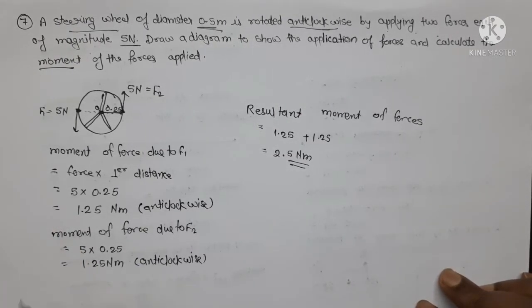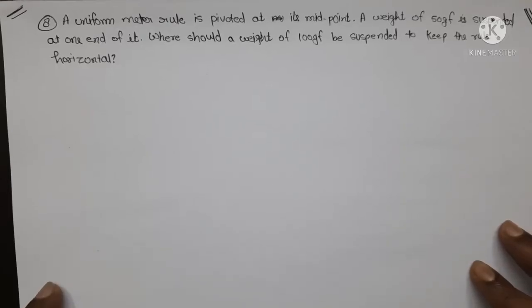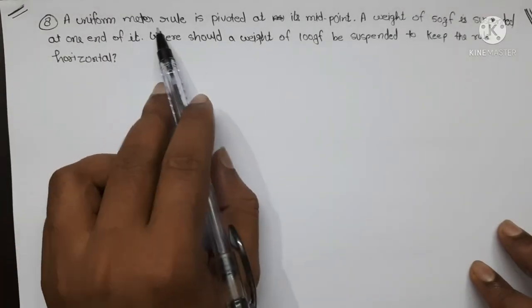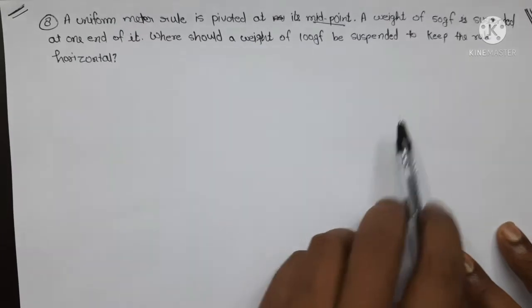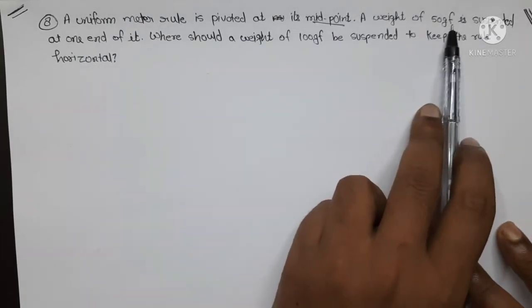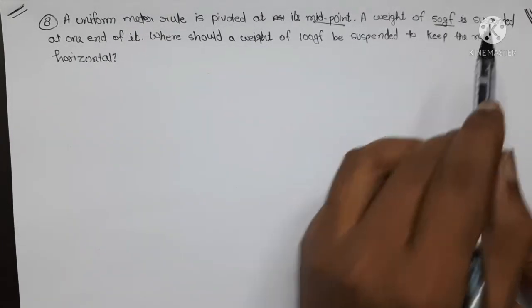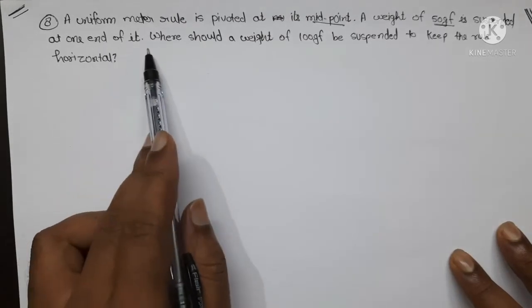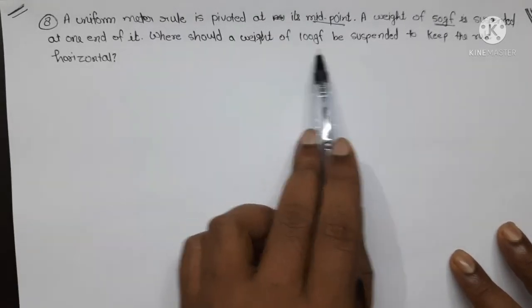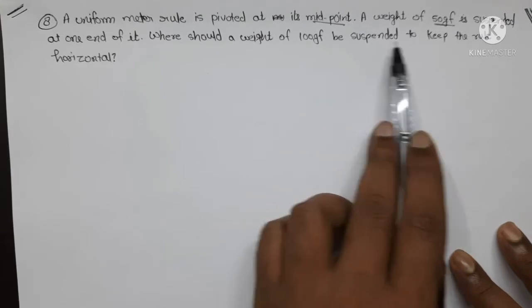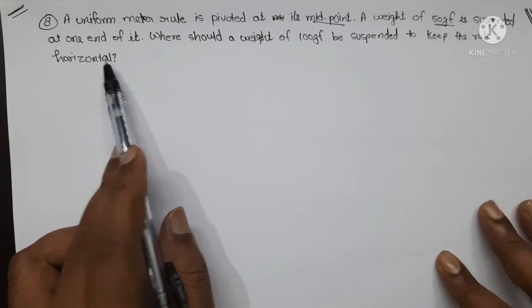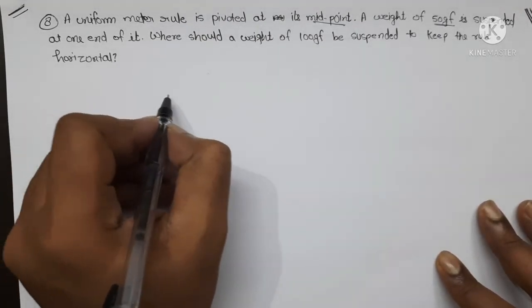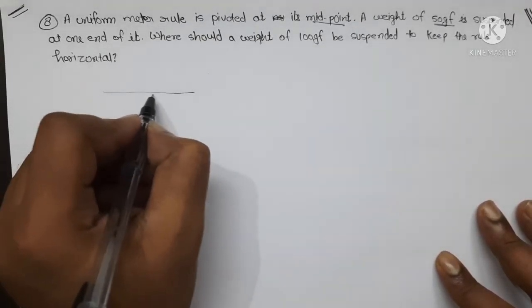Now we can move to the next question, that is a uniform meter rule is pivoted at its midpoint. A weight of 50 gram force is suspended at one end of it. Where should a weight of 100 gram force be suspended to keep the rule horizontal? So here what we have is a meter rule. So let's suppose you have this meter rule.